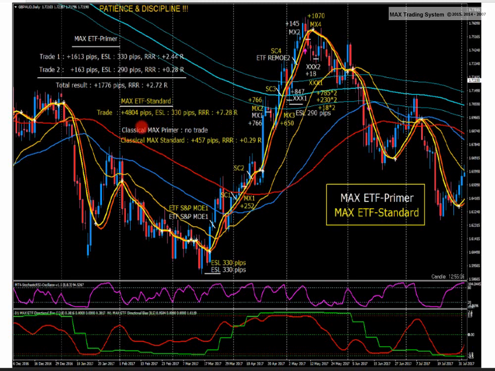Don't be impressed by the number of pips. We are in the daily time frame. We never pay attention to the number of pips we make. It's just for an indication, but way more important is the reward to risk ratio. And you see the difference between the classical max primer and standard compared to the ETF primer and the ETF standard. So we have really improved our way of trading, and you can see again how nicely our trend bias indicator has worked.